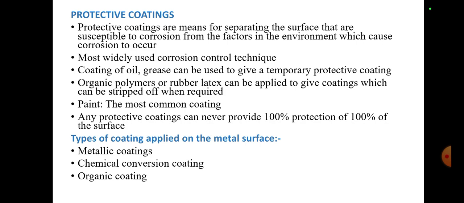Coating of oil, grease can be used to give temporary protection. Organic polymers or rubber latex can be applied to give coatings which can be stripped off when required. The paint is the most commonly used coating. The types of coating applied on the metal surface are metallic coating, chemical conversion coating, organic coating.